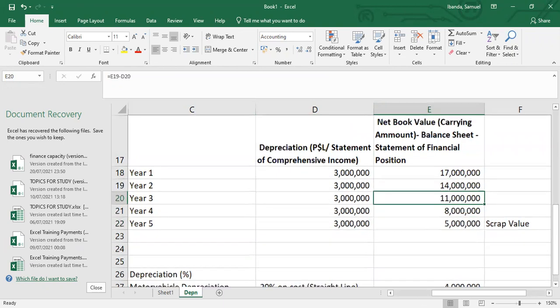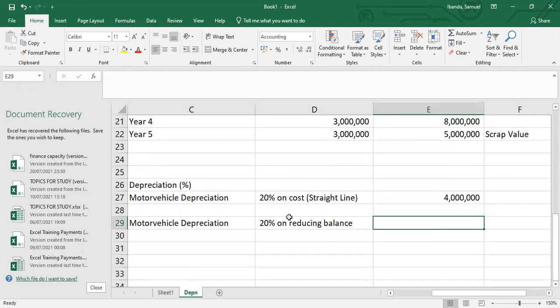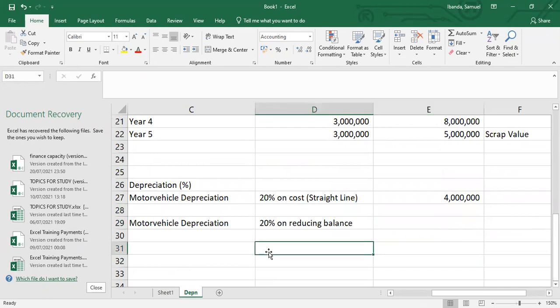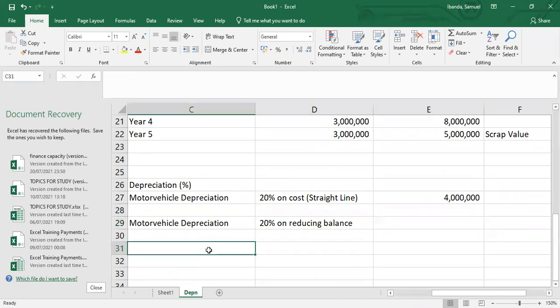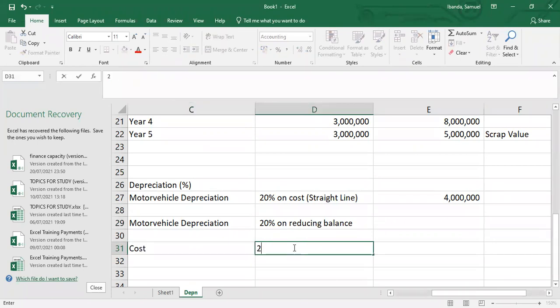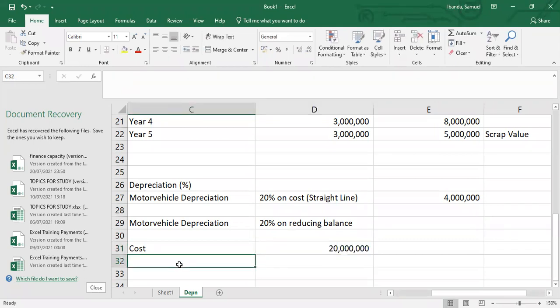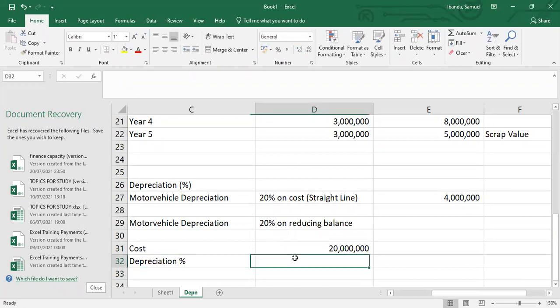I'll give you an example. If they are saying our reducing balance is 20% on reducing balance, this is how we would calculate our depreciation. First, of course, we know very well our cost is 20 million. And then we have our depreciation percentage, which they are giving us as 20%.